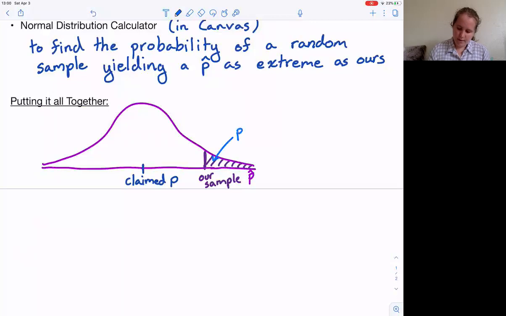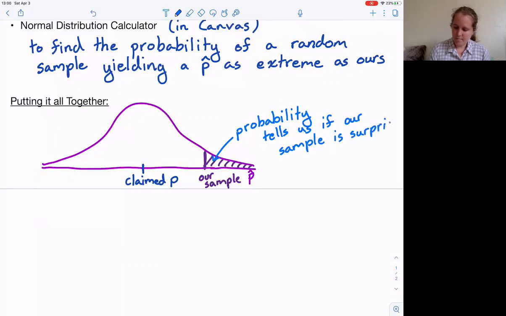So this probability tells us if our sample is surprising or to be expected, if the original claim were true.